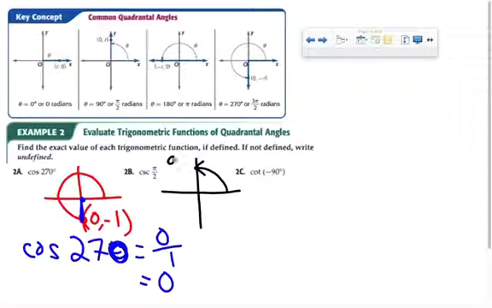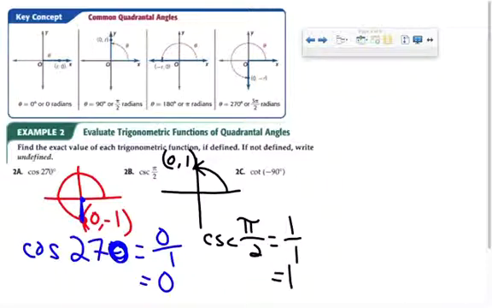So I could identify this point as (0, 1). Cosecant of pi over 2 would be r over y. My r is 1. My y is 1. So my cosecant of pi over 2 is 1.